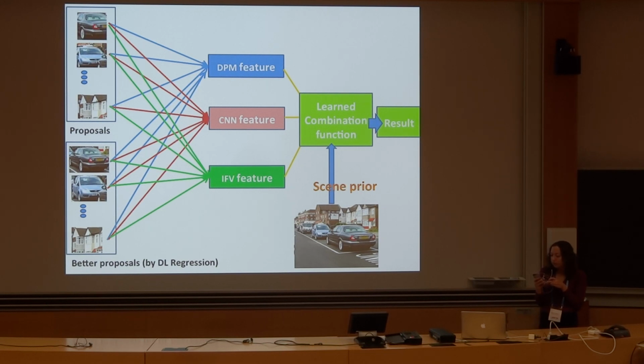On the localization side, initial candidate proposals are generated from selective search. We produce a set of new bounding boxes using deep learning and regression. We found that it can do better localization.